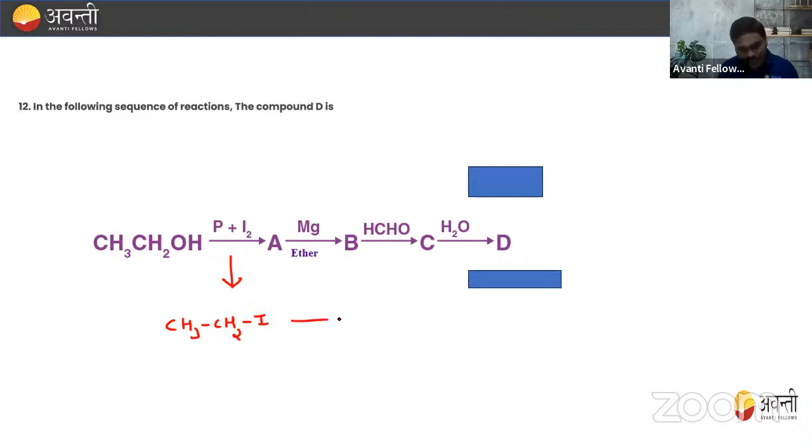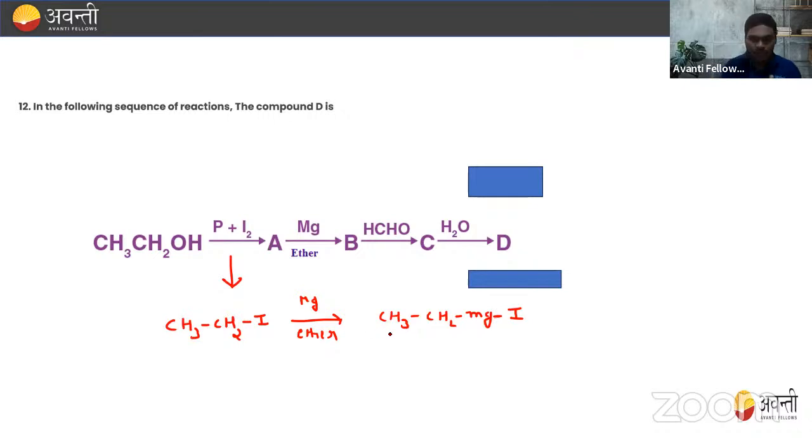And what happens when we treat alkyl halide with magnesium? That is the reaction of alkyl halide with metal in presence of ether, or we say dry ether. What will they form? They will form Grignard reagent, right? So they will form Grignard reagent like CH3CH2 RMgX, that is Mg and this is I. So this is what forms? MgI.